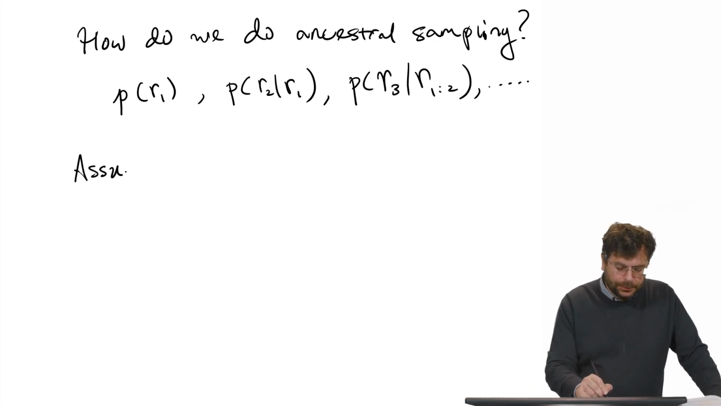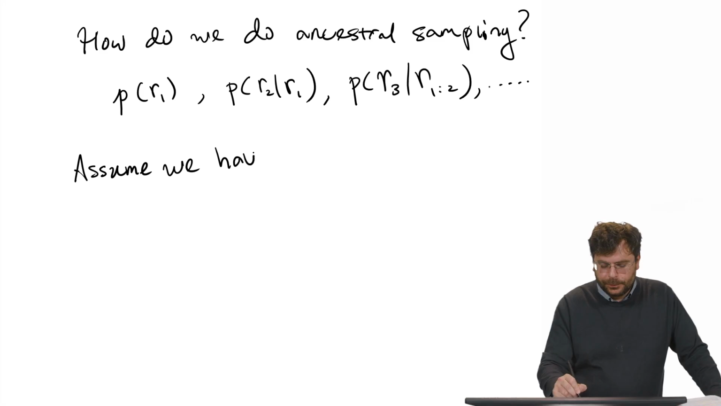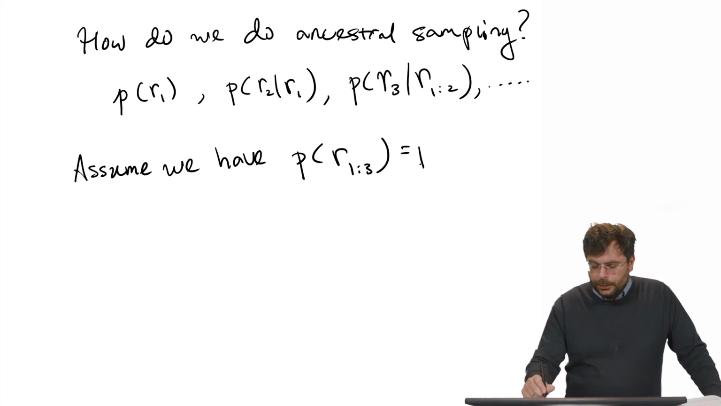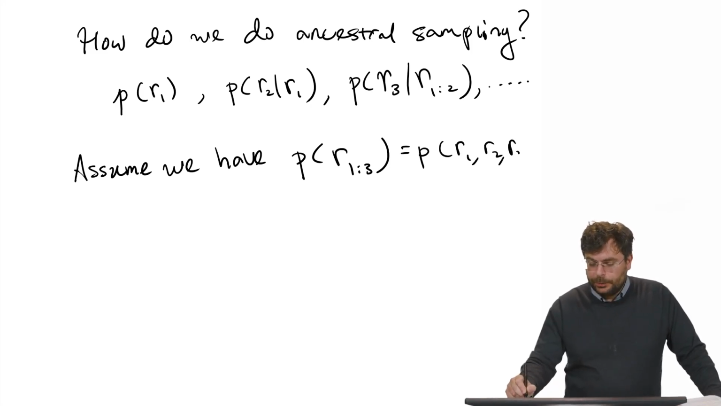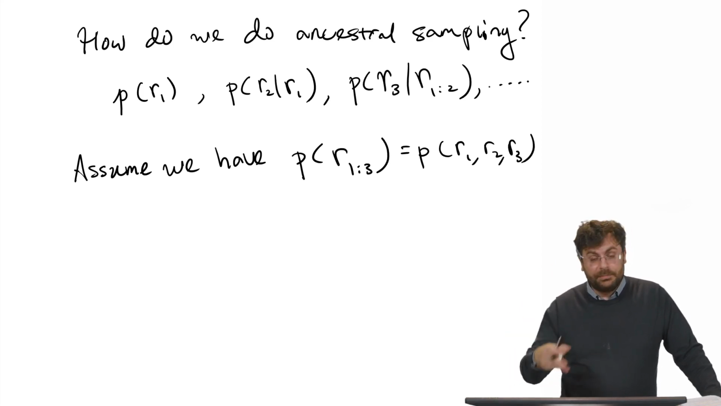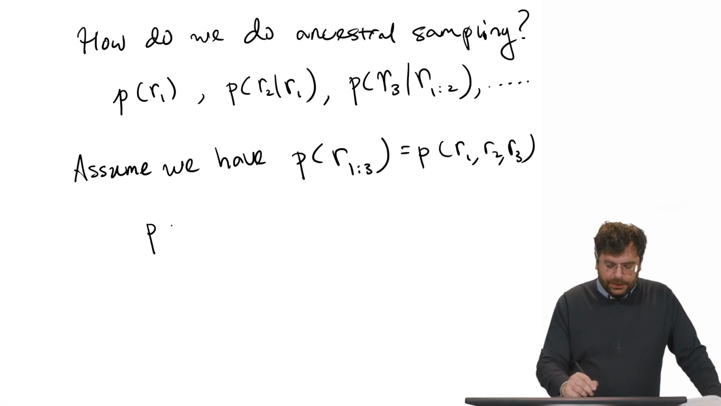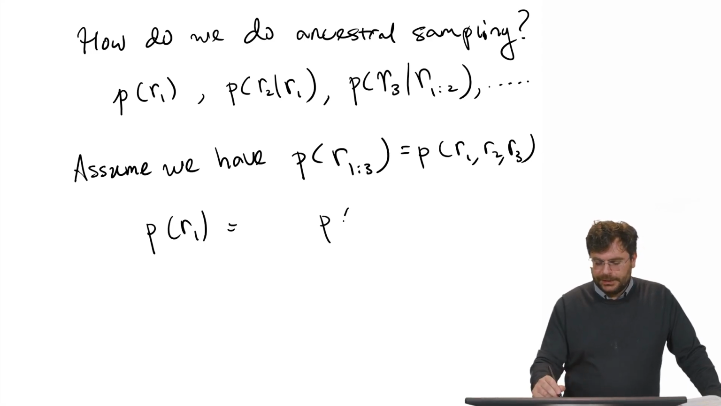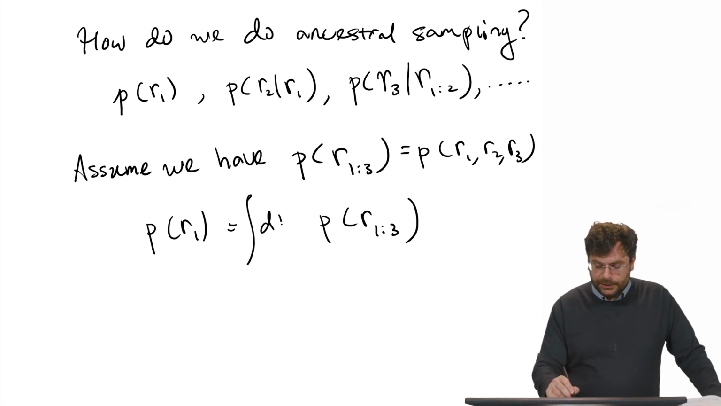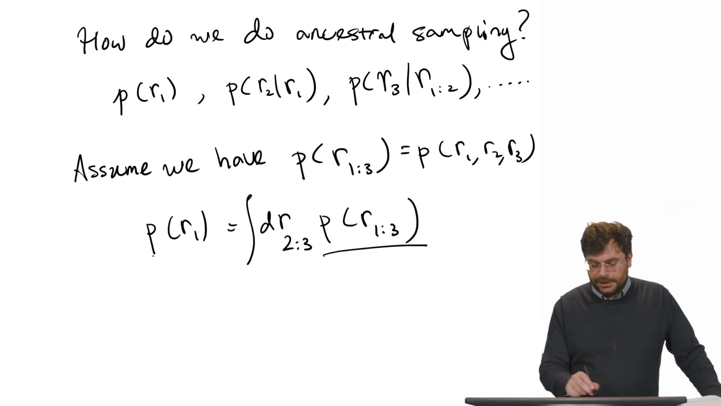So we always assume we have the joint density, P of R1 to 3, which is shorthand for P of R1, R2, R3. Again, I'm sticking to the example with 3 random variables, but in fact I could have 4, 5, or 15 of them if I like. Okay, so how do I calculate P of R1 from this joint density? Well, that's easy. We've talked about that. That's marginalization. So I'm going to integrate over R2 to 3 of the full joint density in order to obtain this marginal. So I'm marginalizing.